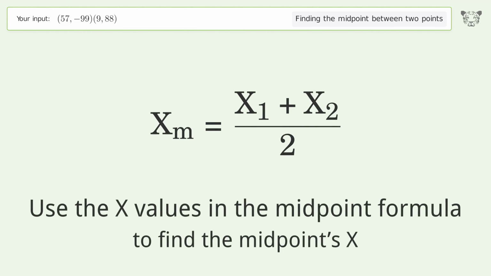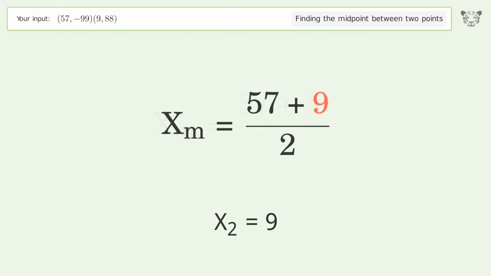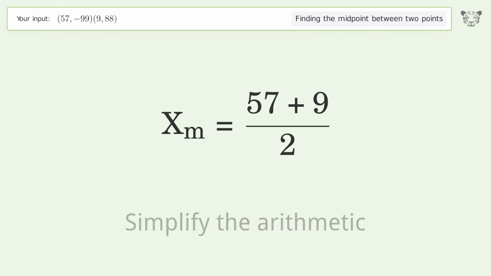Use the x values in the midpoint formula to find the midpoint's x. x1 equals 57. x2 equals 9. Simplify the arithmetic.